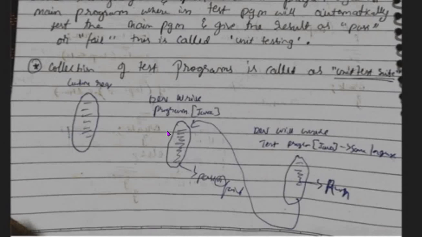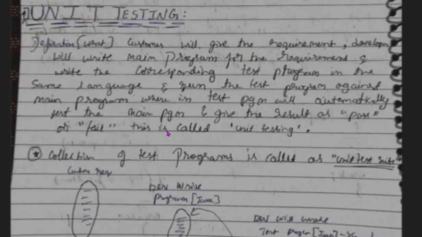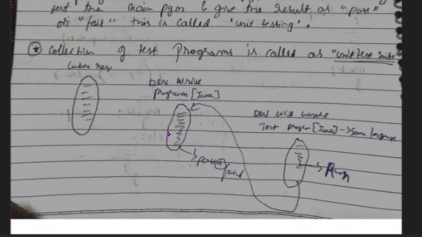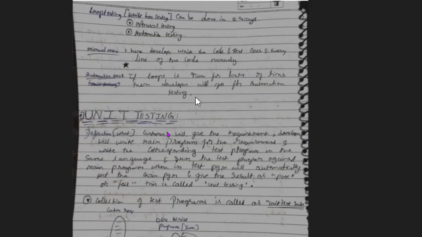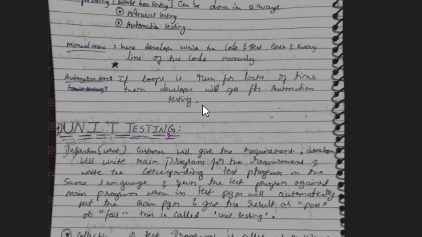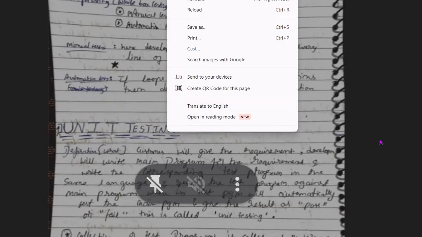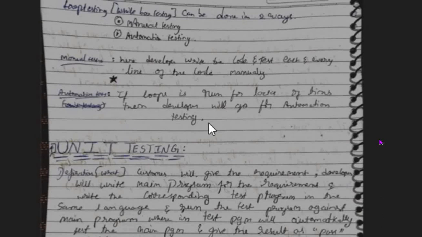In manual testing, the developer will write the code and test each and every line of the code manually. Automation testing is used if the loop runs for lakhs of times, then developers will go for automation testing. If the loop is going to be checked for 1, 2, 3 or 4 programs, we can easily check. If it is going to run for lakhs of times, manually it is highly impossible.